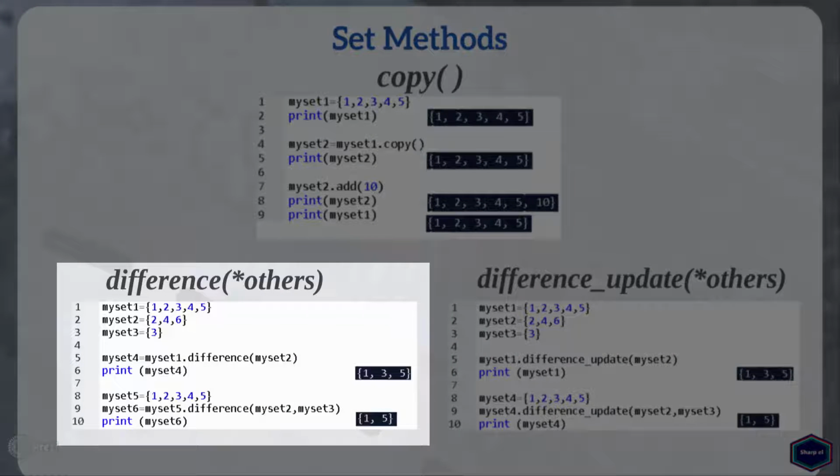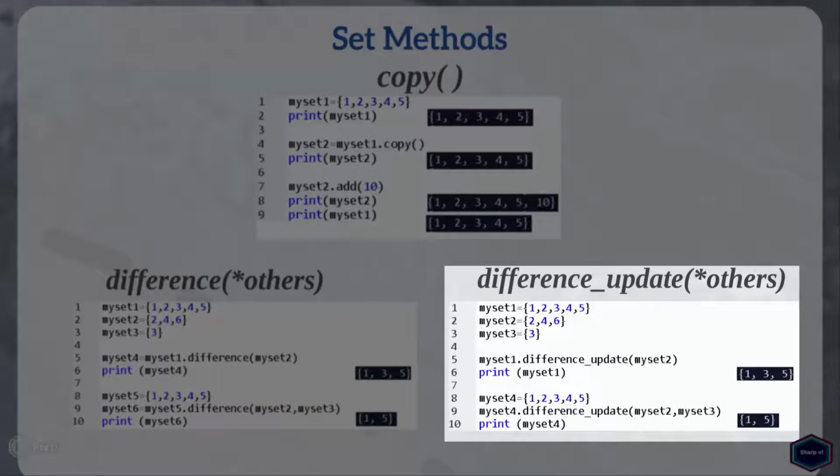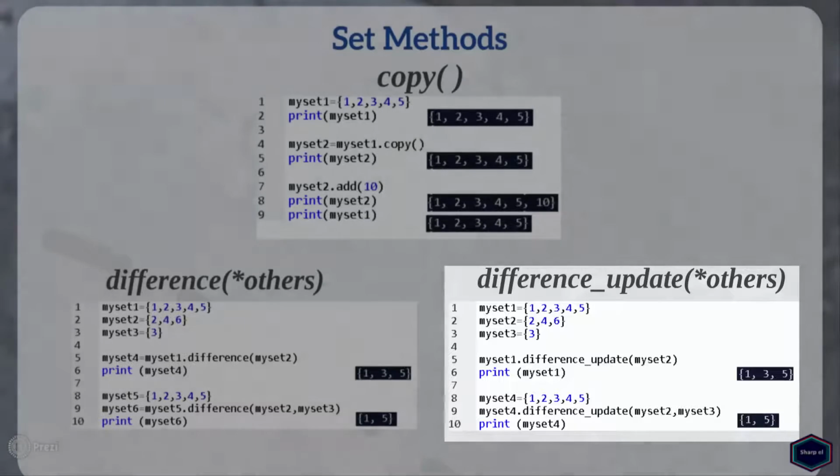The difference method takes one or more sets as argument and returns a new set which contains only those elements which are not in the argument sets but in the set which has invoked the difference method. In this example, I have two sets, myset1 and myset2. Now I call the difference method with myset2 as argument. The difference method returns a new set which contains all the elements which are in myset1 but not in myset2. Similarly, I can have multiple sets as argument. The difference update method is just like the difference method, but it modifies the original set, as shown in these examples.